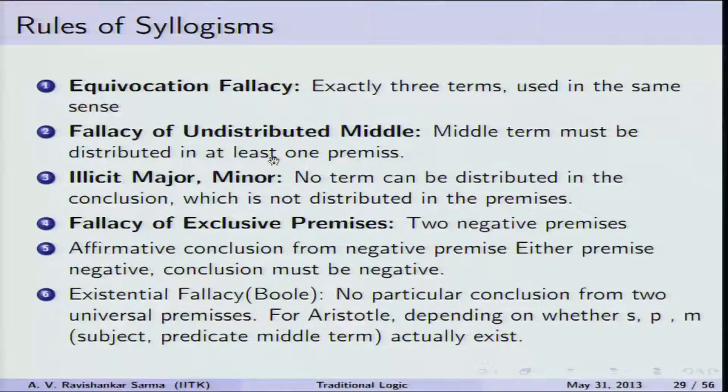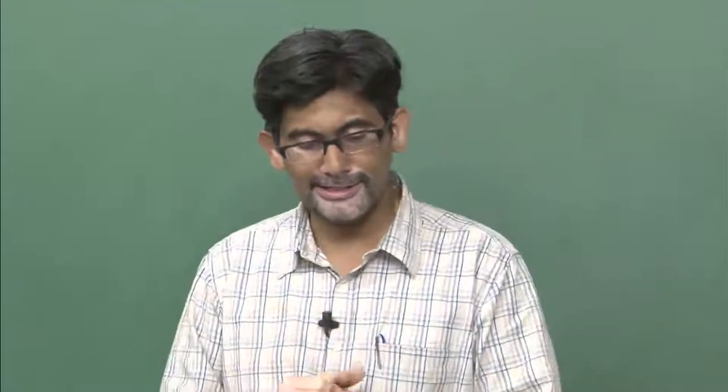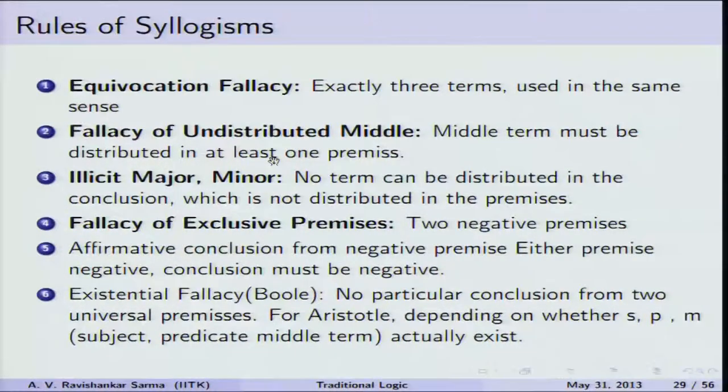In any syllogism we have a major term, a minor term, and a middle term. Another rule says that no term can be distributed in the conclusion which is not distributed in the premises. Suppose it is distributed in the conclusion but not in the premises. Depending upon whether it concerns the major premise or the minor premise, if the rule is violated with respect to the major premise, it is called illicit major, whereas if the rule is violated with respect to the minor premise, it is called illicit minor. The minor premise is the one in which you will find the minor term, and the major premise is the one in which you will find the major term.